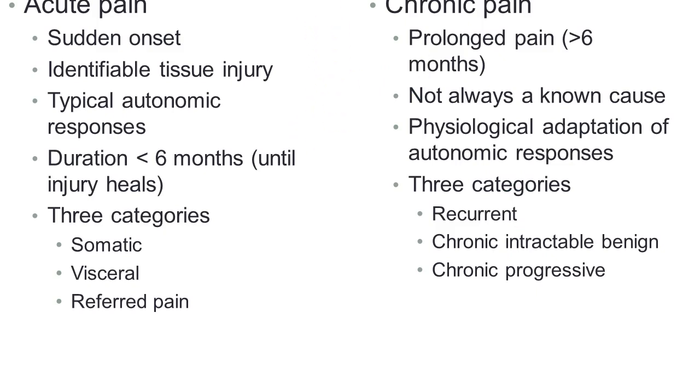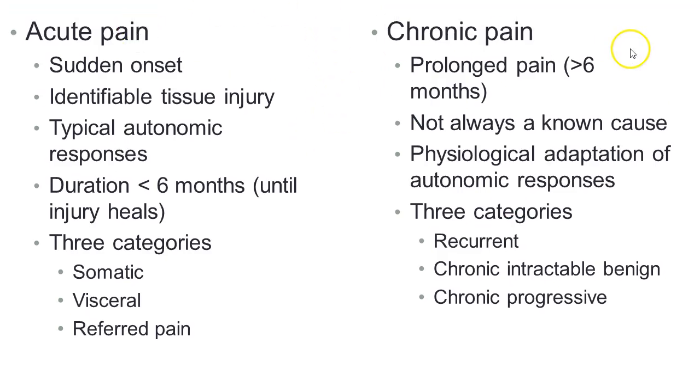This is a way in which we can differentiate acute versus chronic. Acute is sudden onset, identifiable tissue injury, typical autonomic responses. Usually acute pain lasts for under 6 months or until that injury heals. And when we talk about acute pain, we can refer to 3 types of category.